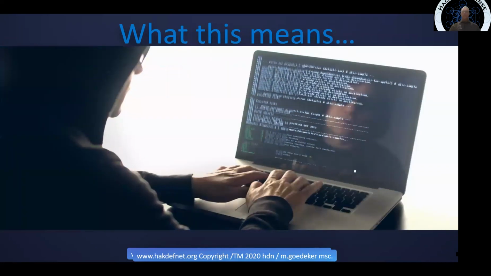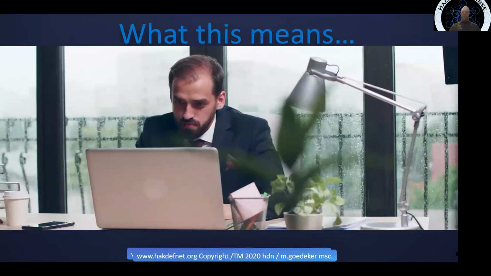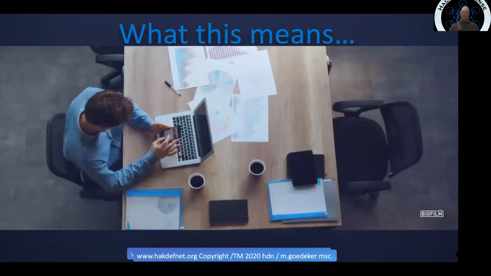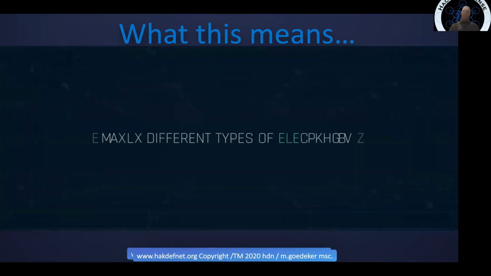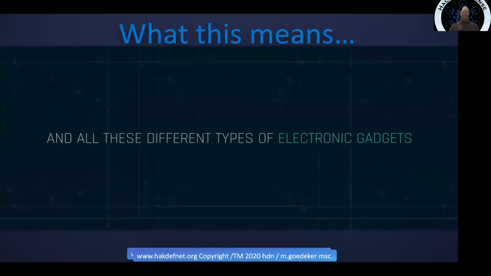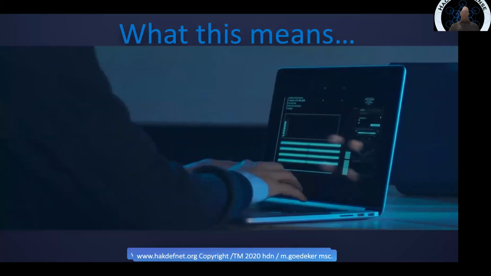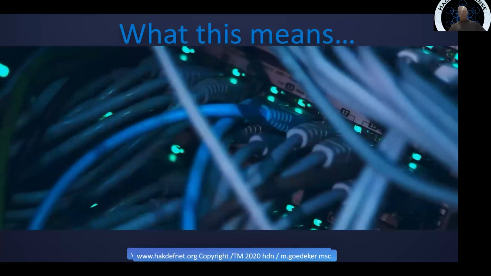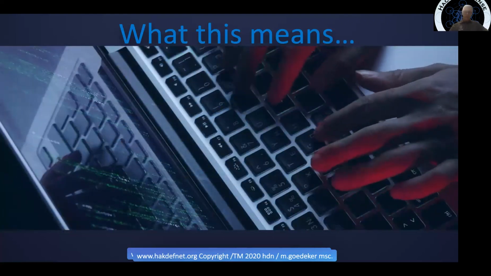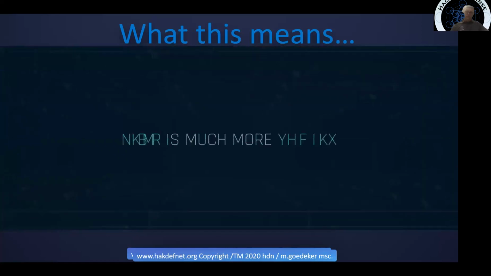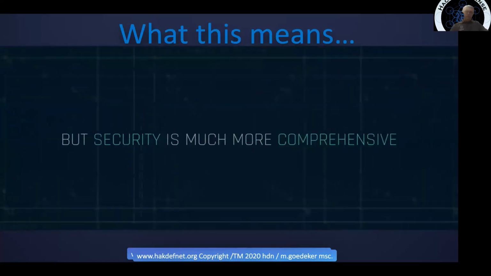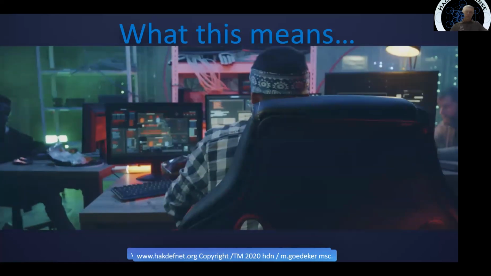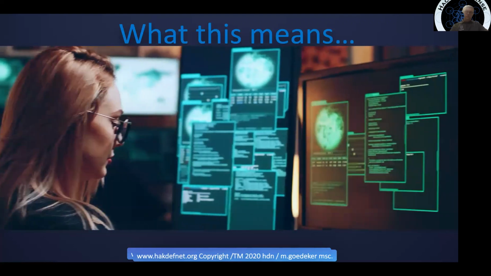When we think about cybersecurity, we think about computers, smartphones, tablets, and all these different types of electronic gadgets. We also think about how different types of attacks, among other things, cyber attacks, can compromise or destroy these gadgets. But security is much more comprehensive. It also includes many other aspects, including physical security.